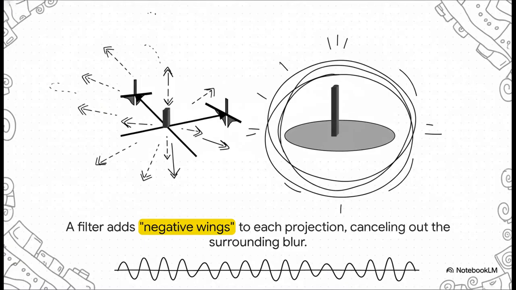It's pretty clever. Before back projecting, the computer applies a filter. This filter adds what you can think of as negative wings on either side of our data spike. When these filtered projections are layered, the positive spikes add up to create the point, while those negative wings perfectly cancel out all the surrounding blur.